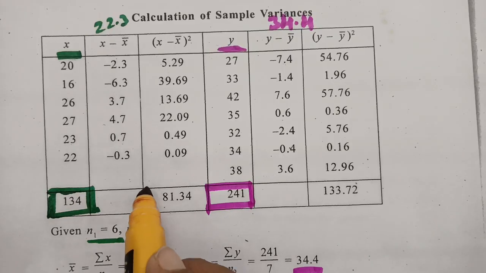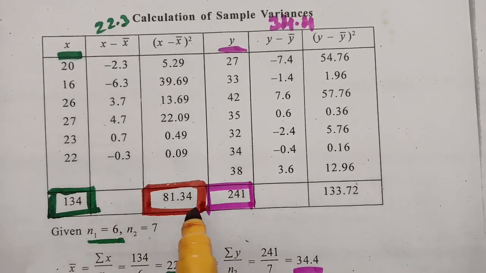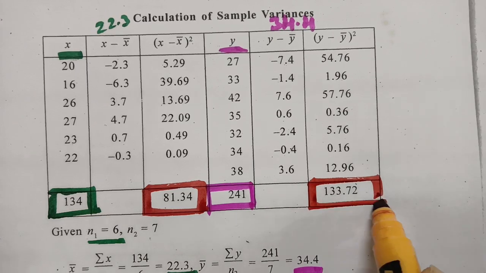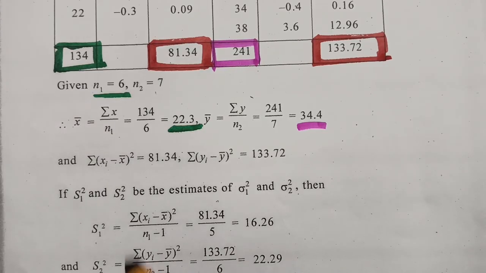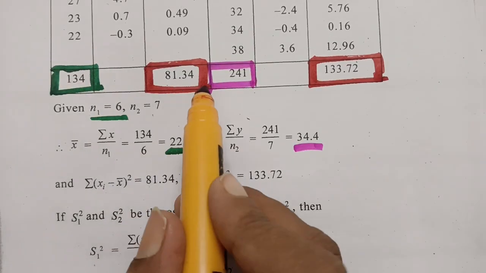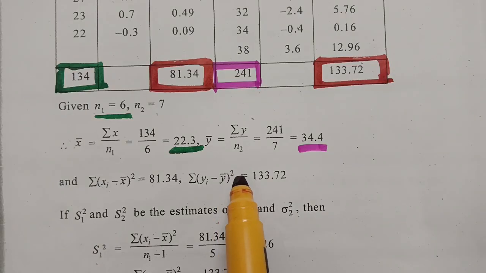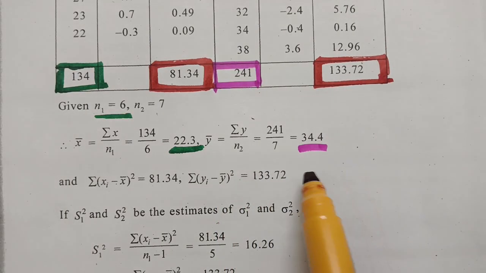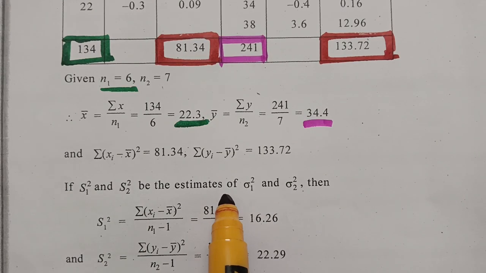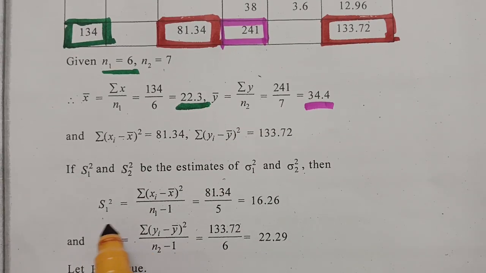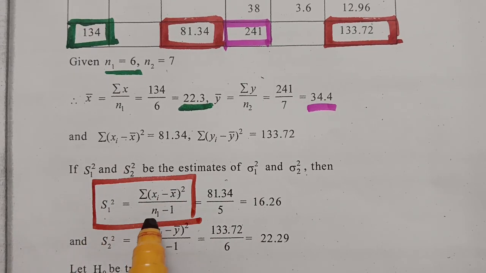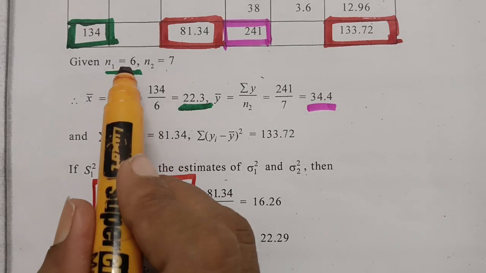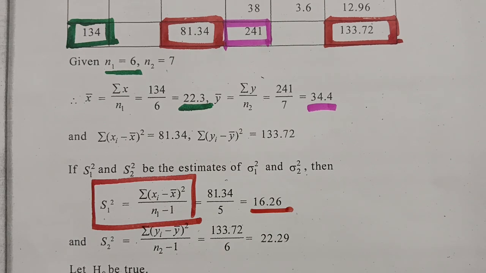So here this will be sigma xi minus x bar whole square, and this is sigma yi minus y bar whole square. So these are all the totals here. So sigma xi minus x bar whole square is 81.34 and sigma yi minus y bar whole square is 133.72. Let S1 and S2 be the estimates of sigma 1 and sigma 2. For S1 square, the value here is sigma xi minus x bar whole square by n1 minus 1. So this is 81.34 by n1 minus 1. What is n1 here? This is 6 minus 1, 5. The value here is 16.26.